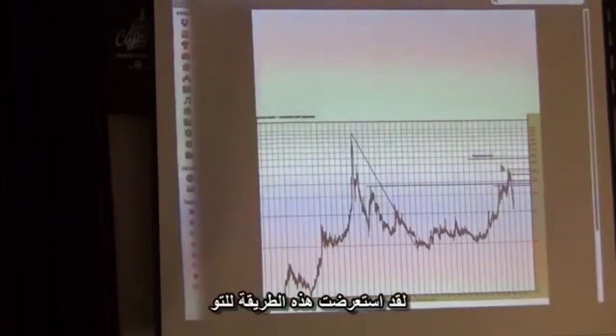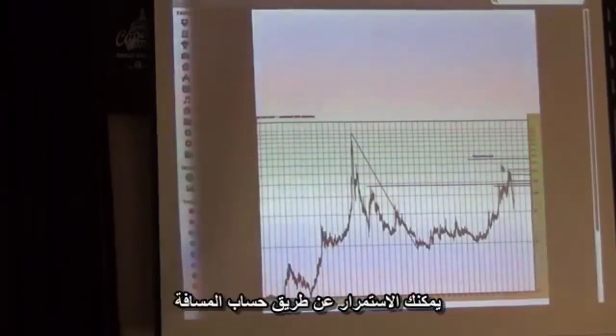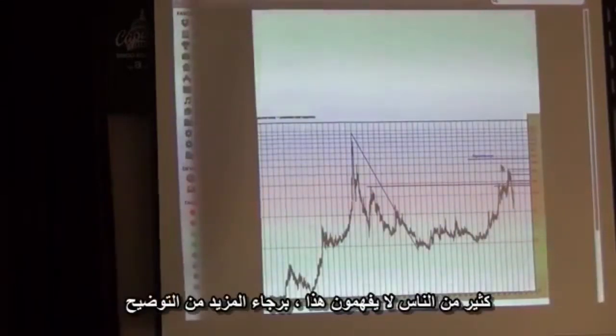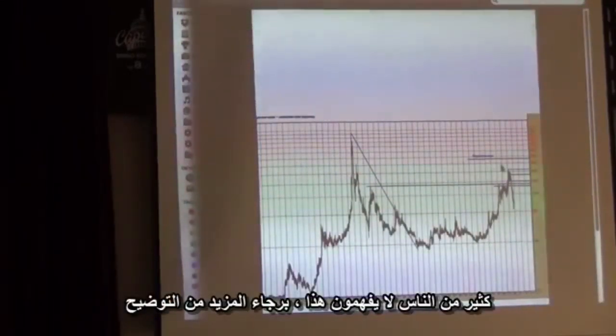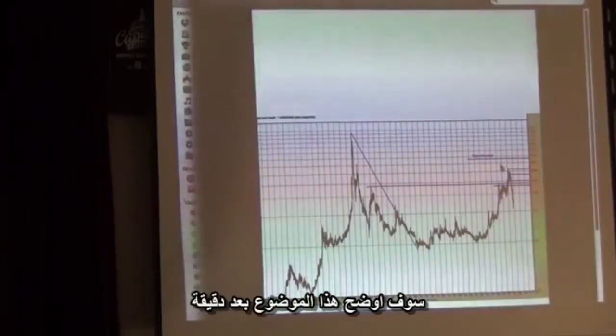And indeed it did. I think a very good point you just mentioned there is that you can forecast where the trend is going by measuring the distances, and I suspect many people don't fully understand that. I'm going to get into that in a minute. Okay.